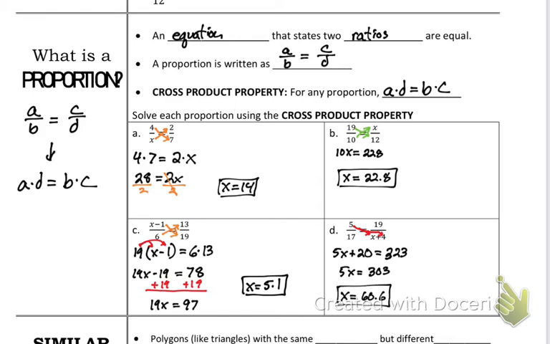There we go. That's cross multiplication. If you can't do this, you can't do the rest of the section. All right, and good luck on the quiz. We got to know how to do cross multiplication.